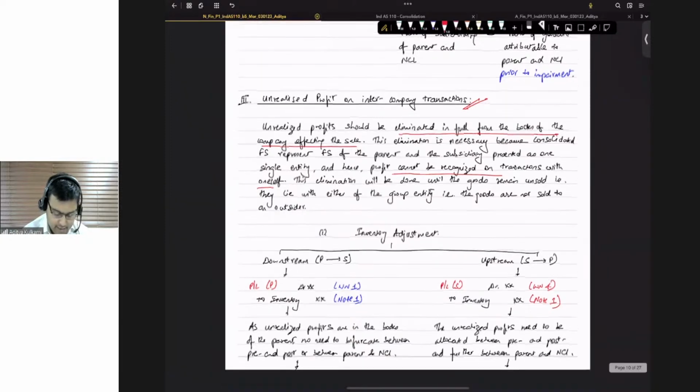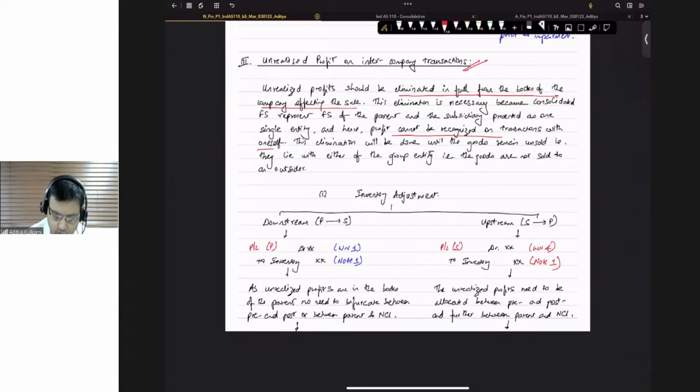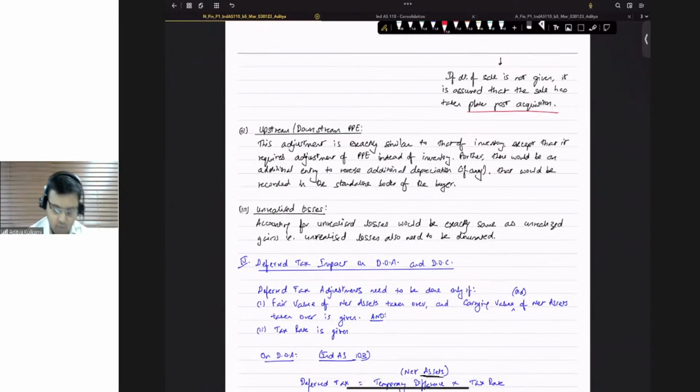So for inventory adjustment in a downstream transaction, that is from parent to the subsidiary, the entry will be P&L of the parent to inventory. This is working note 1, as well as inventory is adjusted in note 1. If it is upstream from subsidiary to the parent, then it will be P&L of the subsidiary which you are adjusting, which is ultimately going to go in working note number 4. Inventory in both the cases goes in note number 1. Since this is going in working note 4, it will be split between pre and post, parent and NCI. If nothing is given, then please treat it as happening post acquisition.